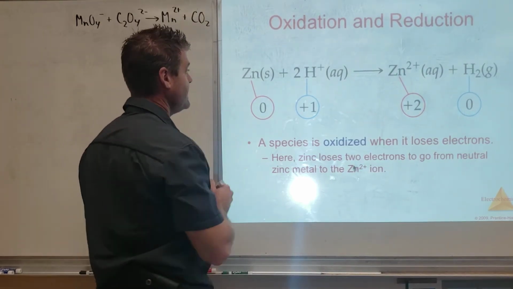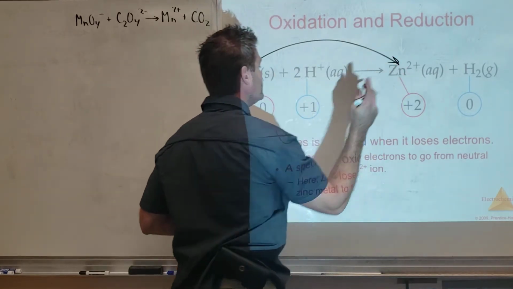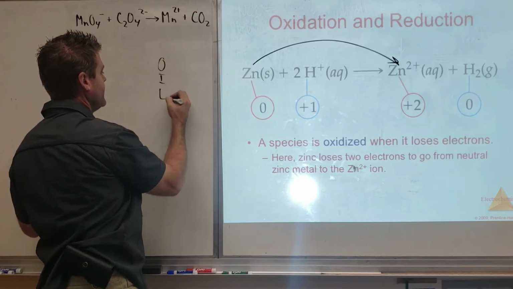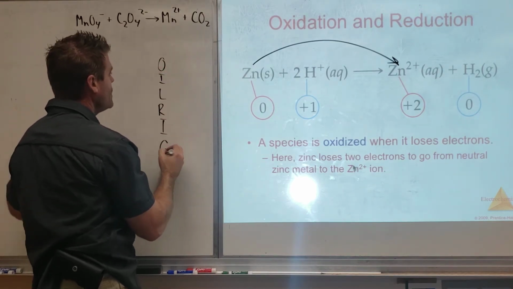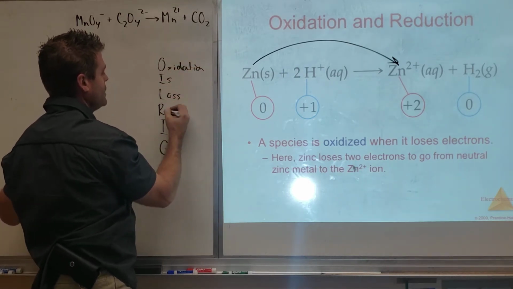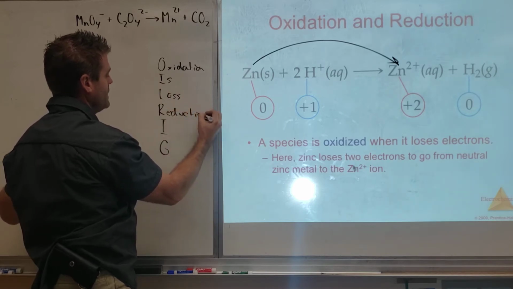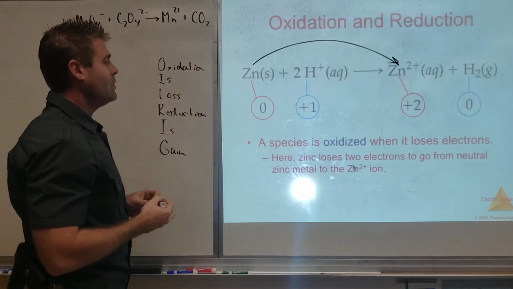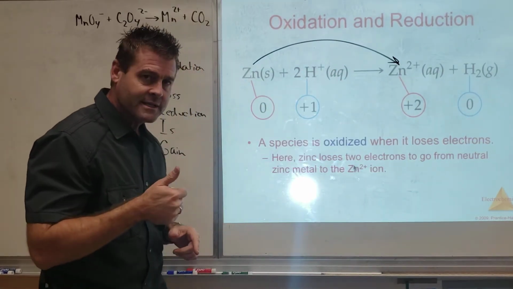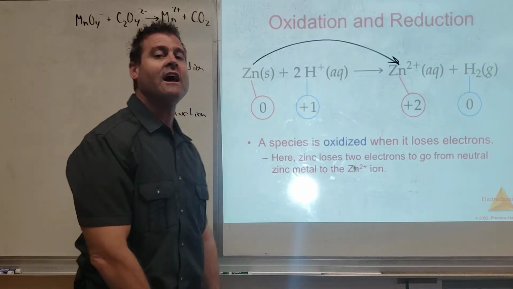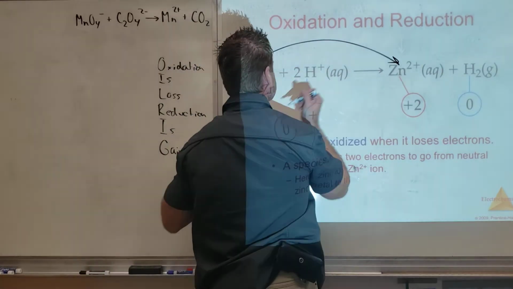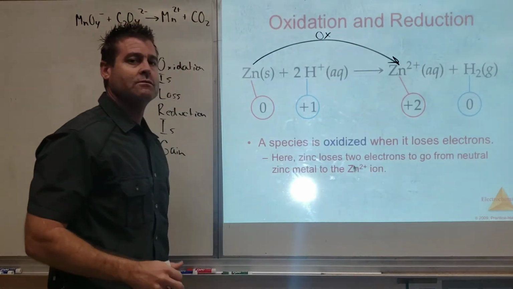So look at zinc here. Zinc went from 0 to +2. I'm going to remind you, I think I showed you this first semester too. You remember OIL RIG? That's an acronym to help us remember. O for oxidation. Oxidation is loss. R for reduction. Reduction is gain. So you see here, zinc went from 0 to +2. The only way the oxidation number could have increased, could have become more positive, is if it lost electrons. So what happened to zinc? Oxidation is loss. The zinc was oxidized.